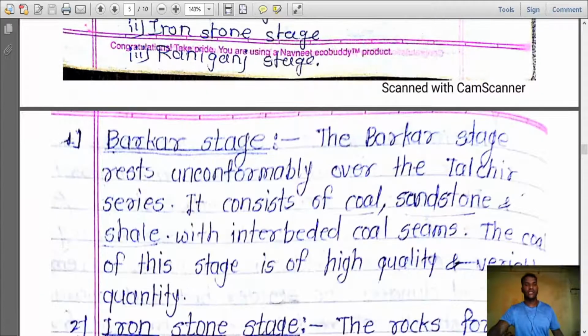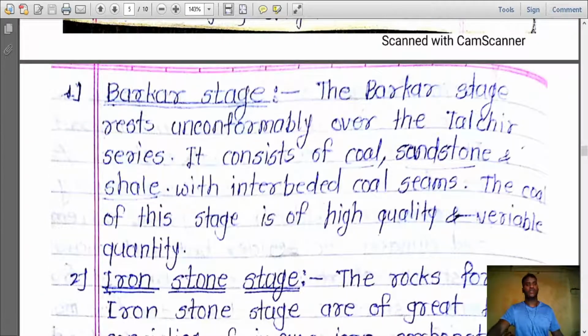Then Barakar stage. The Barakar stage rests unconformably over the Talchir series. It consists of coal, sandstone and shale with interbedded coal seams. The coal of this stage is high quality, variable in quality and variable in quantity.